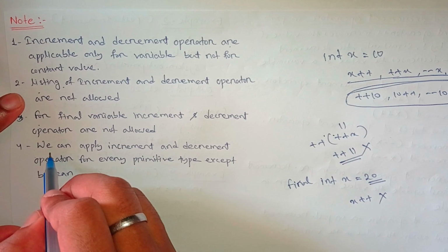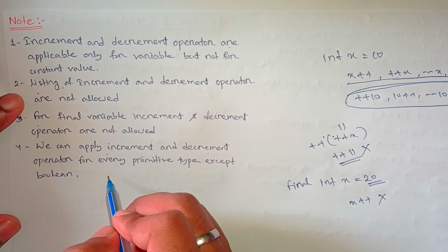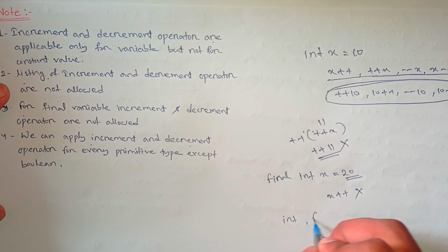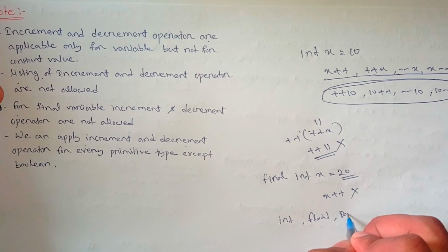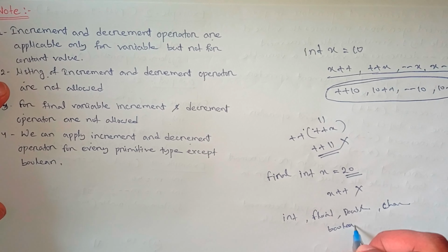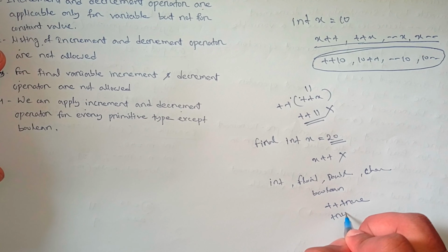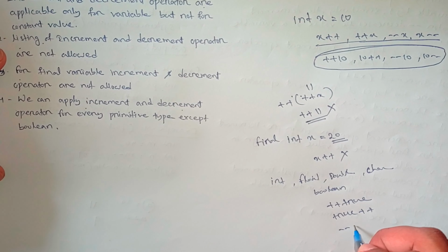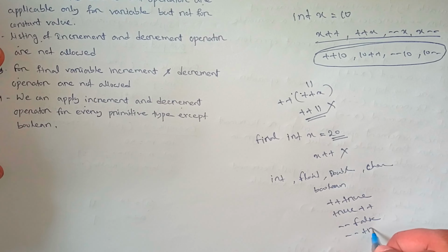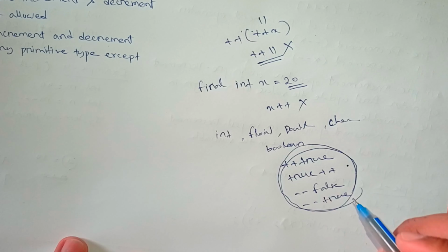Next, we can apply increment and decrement operators to every primitive type except boolean. Every primitive type, like integer, float, double, and character, but not boolean. Boolean means we cannot write ++true, or true++, or --false, or --true, like that. We cannot apply increment and decrement operators to the boolean type.